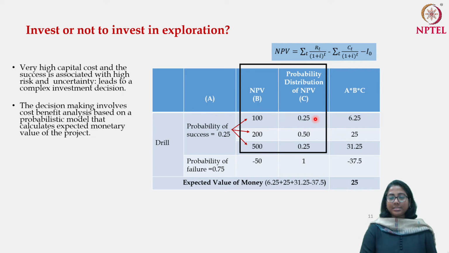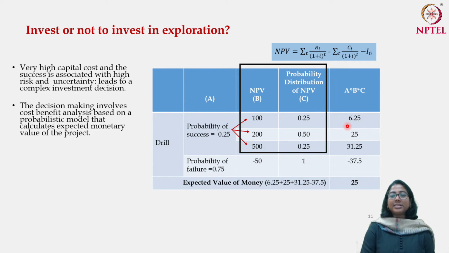If I look at these six numbers, what I am getting is the probability distribution of the net present value. What is the probability distribution? The probability that I get the net present value equal to 100 is 0.25. The probability that I get NPV equal to 200 is 0.5, and the probability that I get NPV which is very high, 500, is 0.25. So in a sense, what is the expected NPV? The expected NPV is 100 multiplied by 0.25 plus 200 multiplied by 0.5 plus 500 multiplied by 0.25.